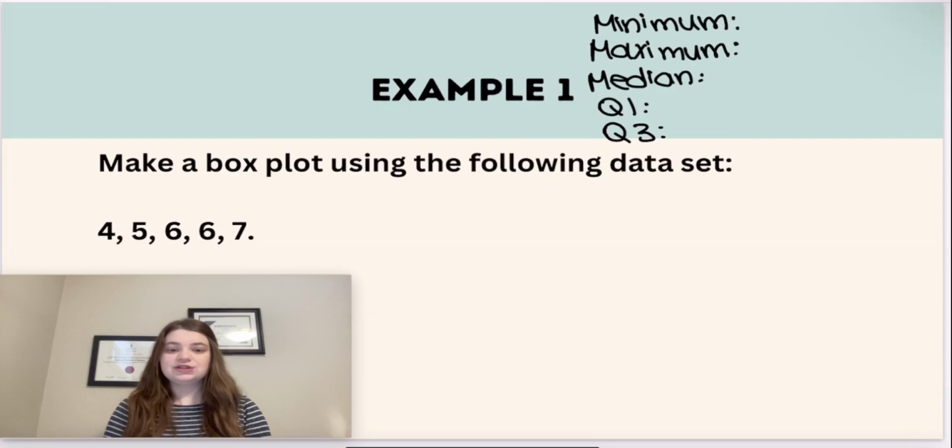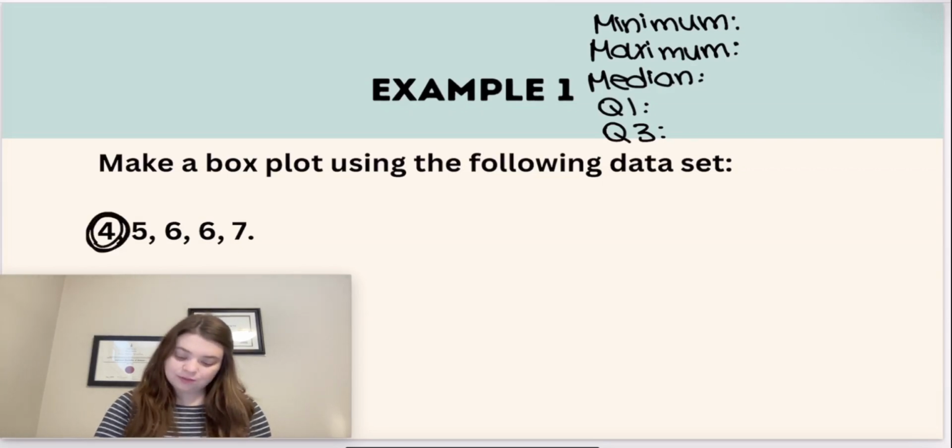All right, so first let's start with the minimum and the maximum. Minimum just means the smallest number in the set, which is 4. Maximum just means the largest number in the set, which is 7. So those two are pretty simple.